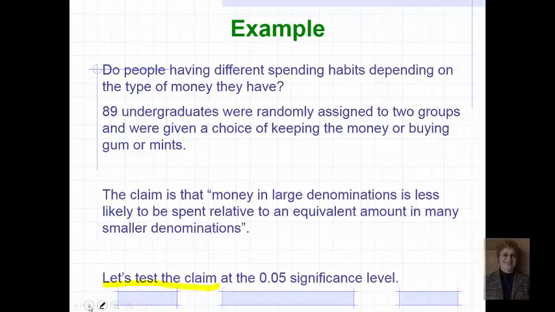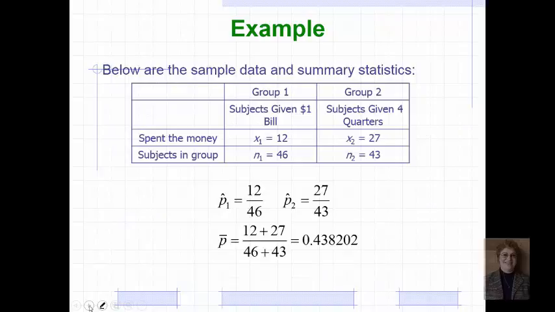Aha, I'm going to do a significance test. So we have people who were given $1 and people who were given 4 quarters. You can see that in group 1, the dollar group, 12 spent it out of the 46. When people were given 4 quarters, 27 spent their money out of the 43. So we have p̂1, p̂2. And here's our pooled p.